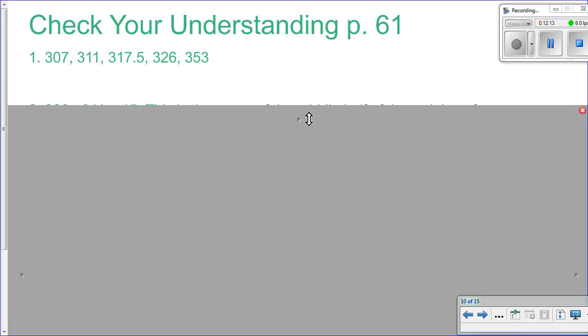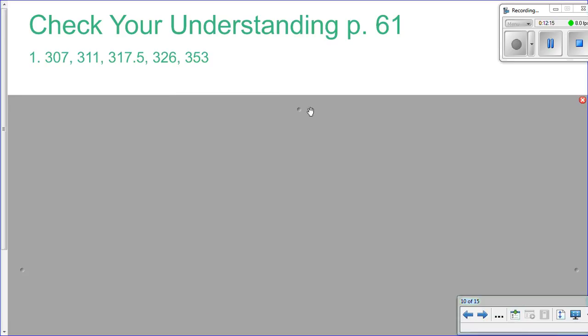So the 5-number summary, your minimum was 307, your Q1 was 311, your median is 317.5, your Q3 is 326, and your maximum is 353. If you have any questions about that, you can ask me tomorrow in class, so just make a note of it if you need to.